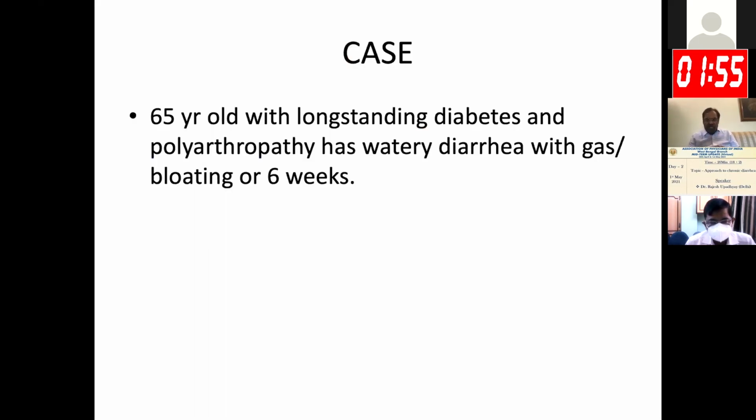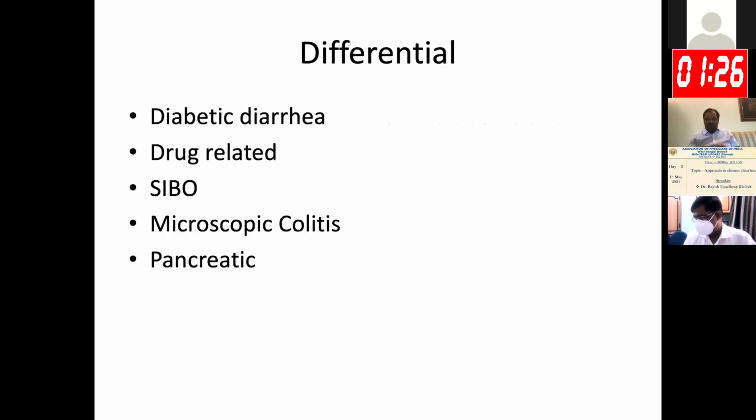And the third case here is a 65-year-old, so an elderly patient, with long-standing diabetes and polyarthropathy. So there is arthritis as well, and watery diarrhea with gas and bloating for 6 weeks or so. And so this is a chronic inflammatory type of diarrhea. What is the differential diagnosis we would think of in such a case? Is this diabetic diarrhea? This is long-standing diabetes. Could it be drug related, since the patient was receiving non-steroidals?